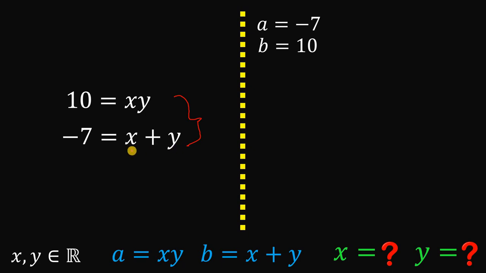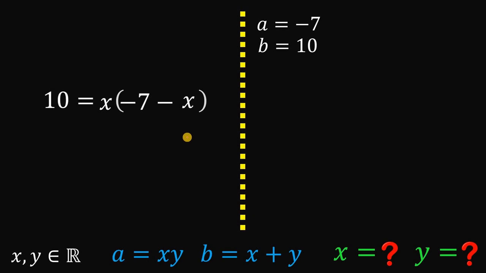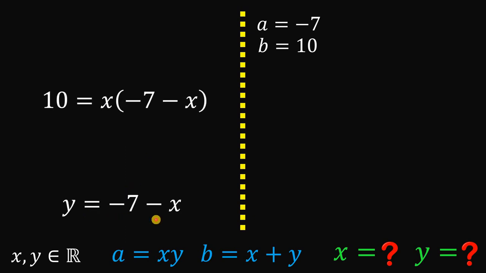Now, using the second equation, let's solve for the value of y in terms of x. So, y can be written as negative 7 minus x. So, let's replace this variable y with its value negative 7 minus x. But again, take note that y equals negative 7 minus x. Now, let's solve for the value of x first. So, let's distribute this x to negative 7 minus x. This will result to negative 7x minus x squared.